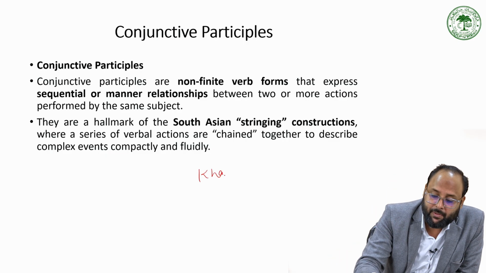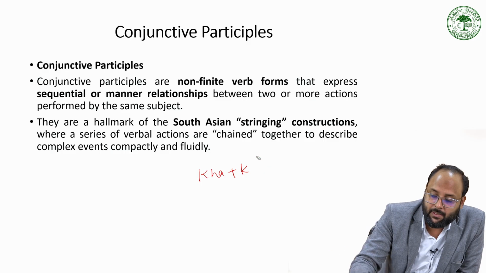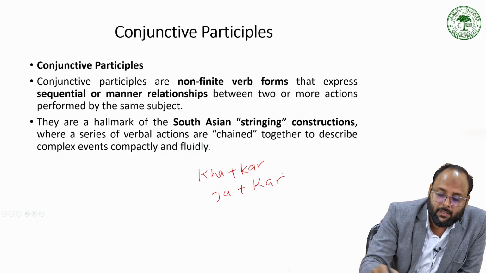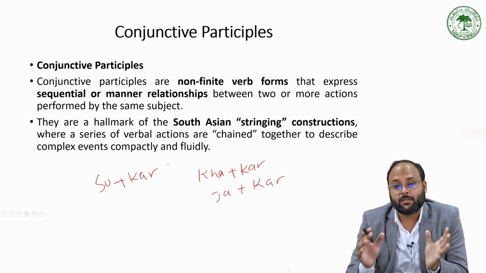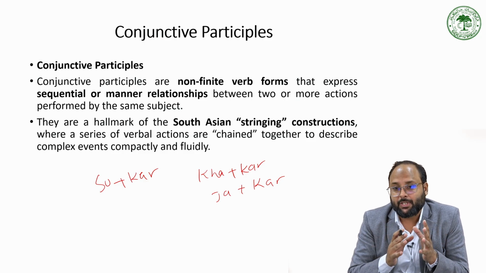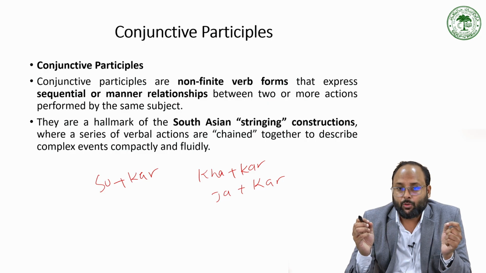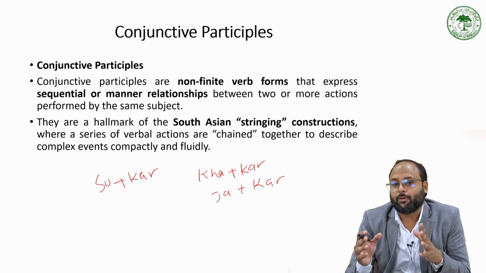With the base form, in khaa we are adding kar, or we better write it as kar, like this. In jaa plus kar, and so plus kar. So that is khakar, sokar, jakar. These are the conjunctive participles. They are basically adding two sequential events or two actions, and both actions are performed by the same subject.